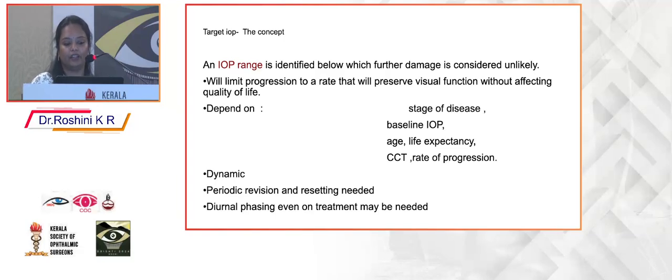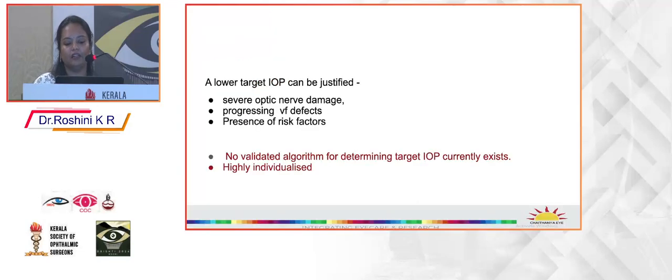It's an IOP range which is identified below which further damage is considered unlikely, and this will limit the progression to a rate that will preserve visual function without affecting quality of life, and it depends on stage of disease, baseline IOP, age, life expectancy, central corneal thickness, and rate of progression. It's a dynamic thing, and periodic revision and resetting is needed. Diurnal phasing even on treatment may be needed in some cases.